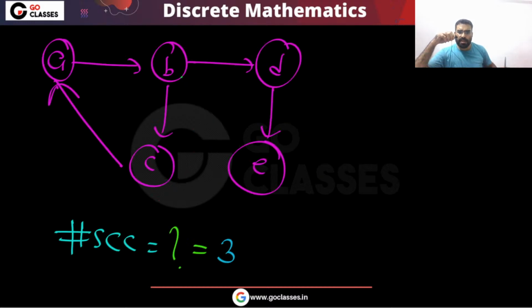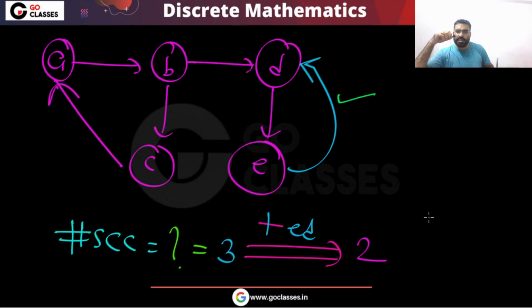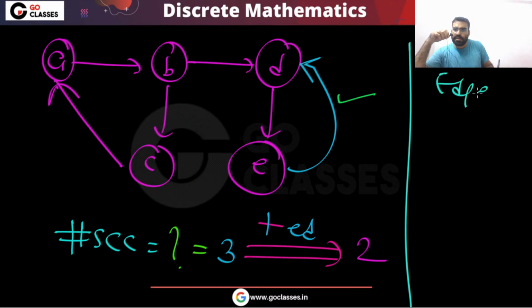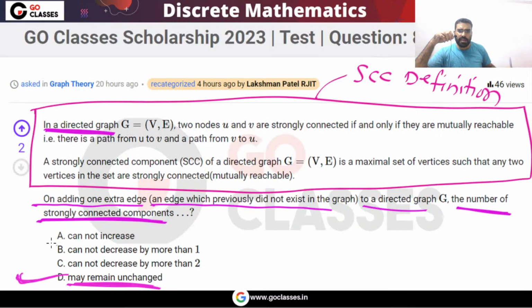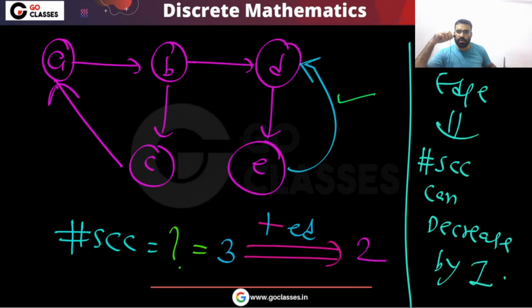But can it decrease? It can decrease by 1. When you add an edge, the number of strongly connected components can decrease by 1. It cannot increase. Agree? Definitely it cannot increase. Either it will remain the same, or it will decrease.